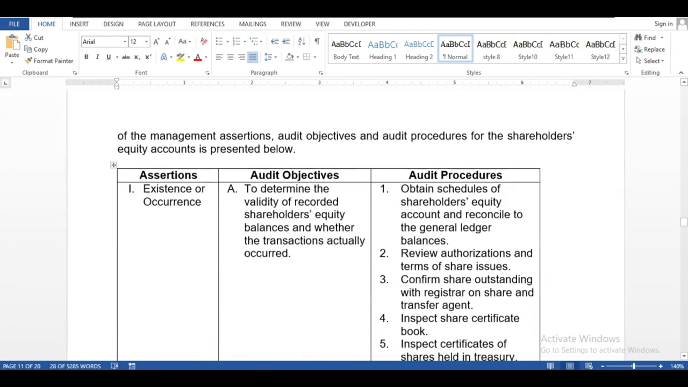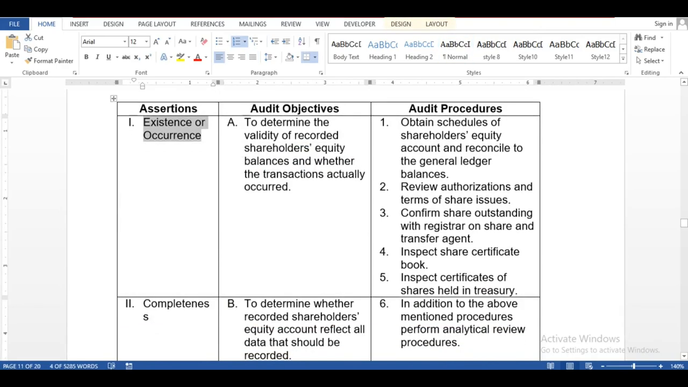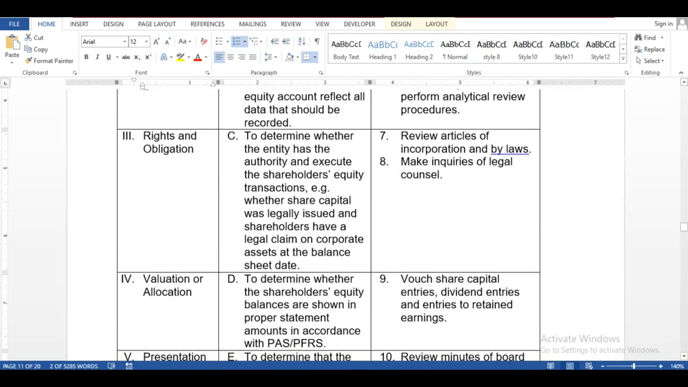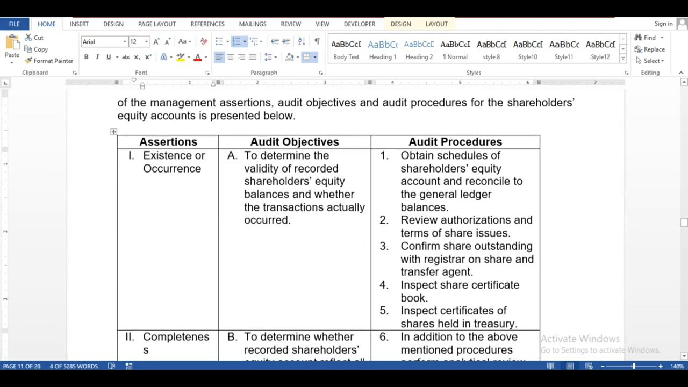So let's have automatic dito po sa assertions and objectives. So you have to verify different assertions. For example, existence or occurrence. Completeness. Rights and obligation, valuation or allocation, then presentation and disclosure. So the first one is your existence or occurrence, so that to determine the validity of the recorded shareholder's equity balance and whether the transactions actually occur. So obtain, siyempre, schedules of shareholder's equity account and you are to reconcile that one to the general ledger balances.